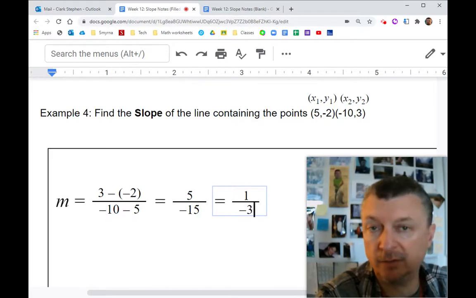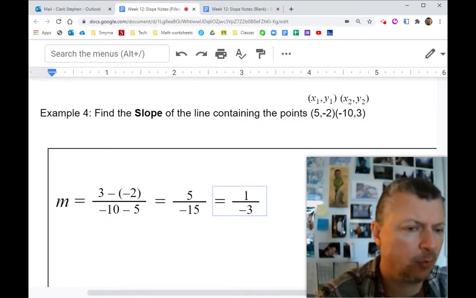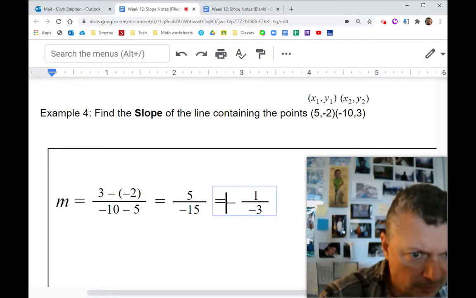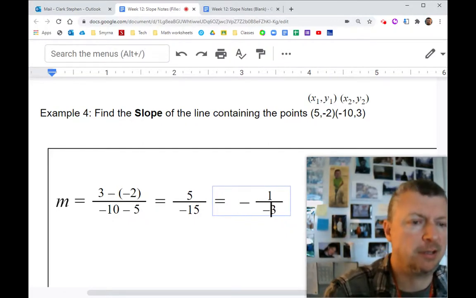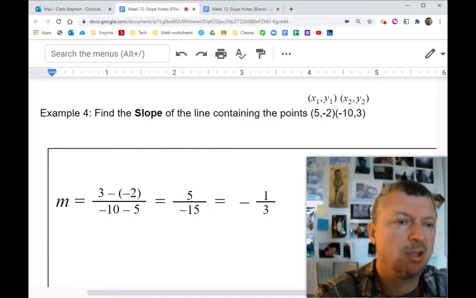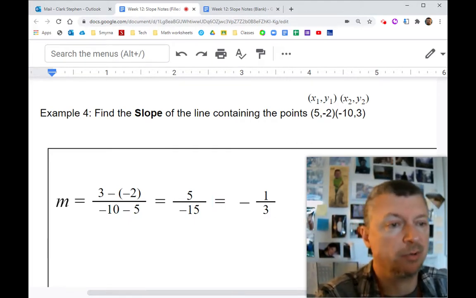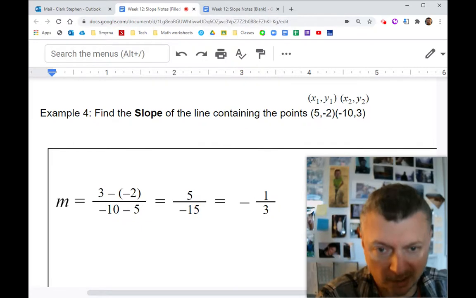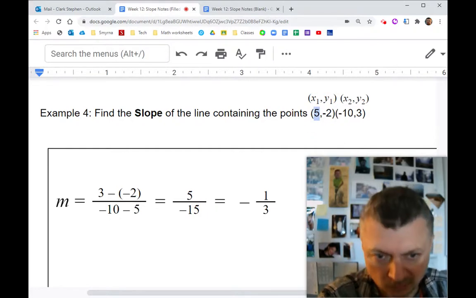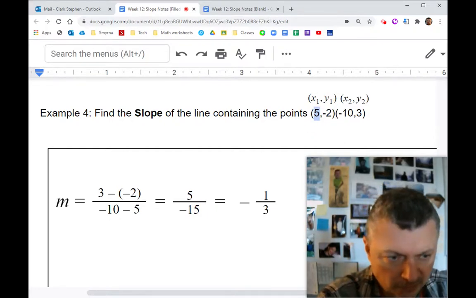There you go. If there's just one negative in a fraction, I like to pull it out in front of the fraction. This answer is not incorrect, but I like it better when it's over here, when there's a space in front of it. There we go. Your answer is negative 1/3. Let's check to see if it's right. We did y2 minus y1. 3 minus negative 2 is 5. Yep. x2, negative 10 minus x1, 5. Negative 15. Reduce. There we go.